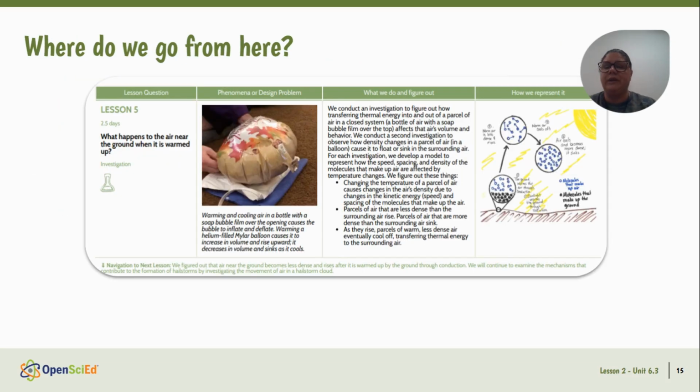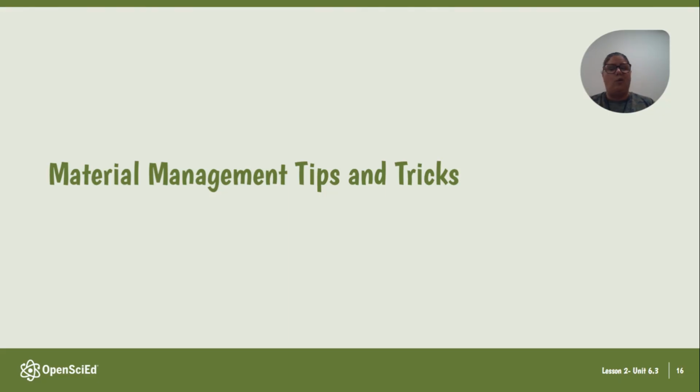Where do we go from here? By the end of lesson 4, we should be able to explain why the ground and the air near it heat up, but what happens to the air near the ground once it's heated? Does that energy just stay at the surface? We know that heat rises, but how does it? That's where we're going next. We know that heat rises, but how does it do that?